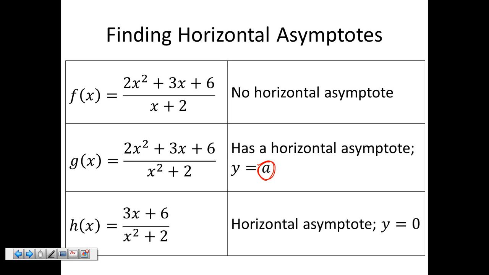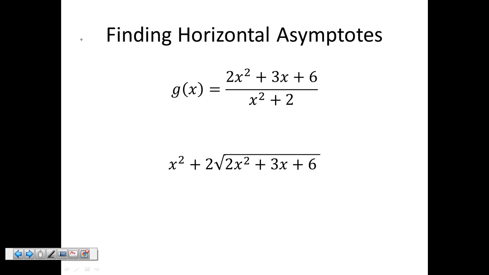Alright, so let's take a look at that one that had a horizontal asymptote. I want to find out where it is. I want to find out what that a value is. Well, the way I'm going to do it is I'm actually going to do this division. Don't forget that when you see a fraction, it's really division. 2x squared plus 3x plus 6 divided by x squared plus 2. Now what I'm going to do is some long division, and we've done this. It may have been a little while. You may want to go back and take a look at your notes or look at the videos.